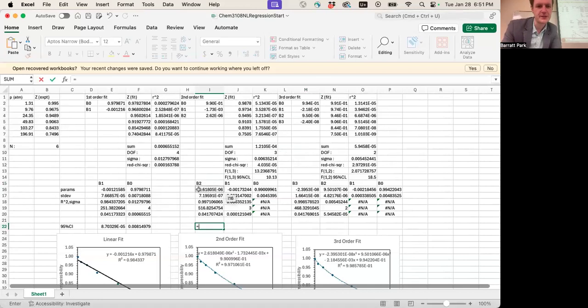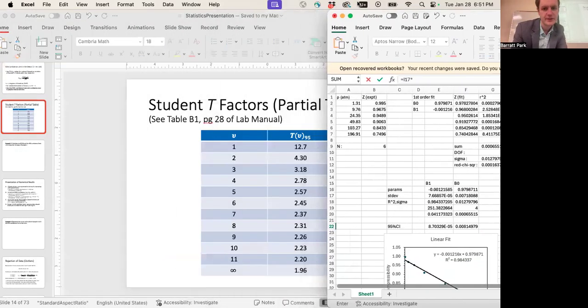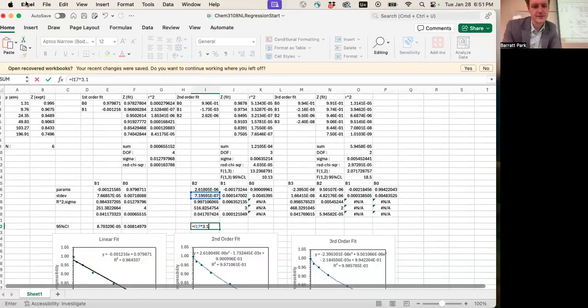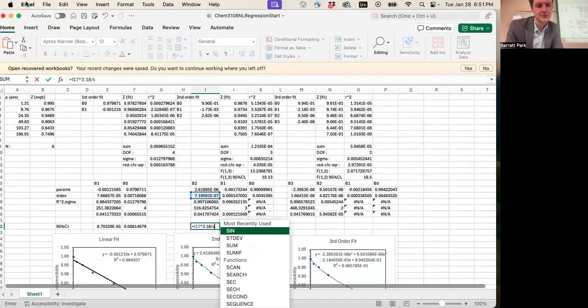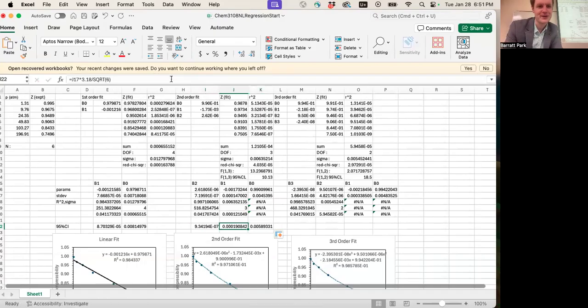So the formula is going to be you take the standard deviation, which is the second row here, times, what did I say, 3.18? 3.18, divide by square root of 6. Okay, and I'll copy this formula over. That should work correctly.